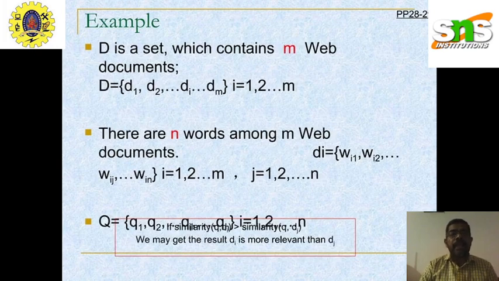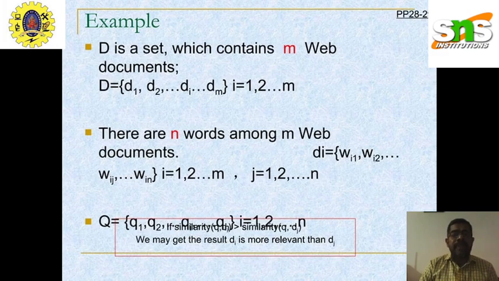In similarity measurement, if I have a data set called D, and it has M web documents, then we can say D is the set of documents starting from D1, D2, and Di up to DM, and the web component i varies from 1 to M. So this way we can give a definition for the data sets, as we said earlier.